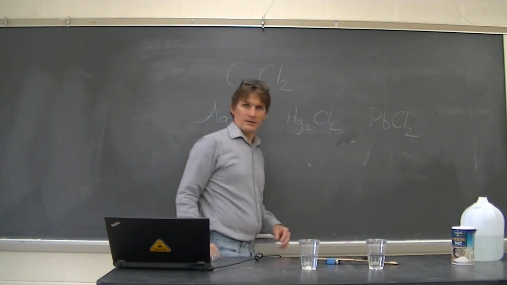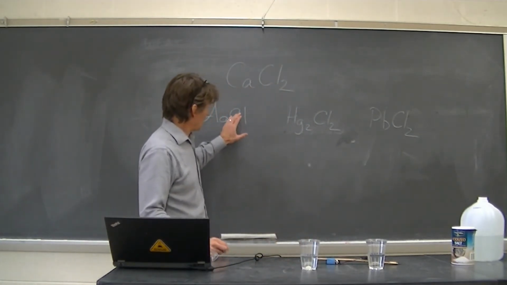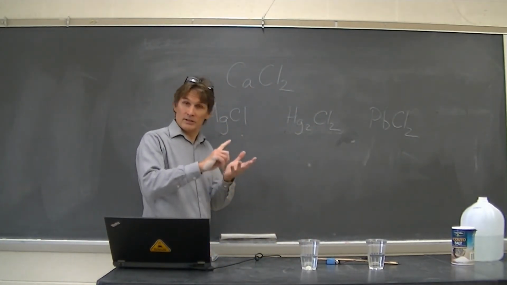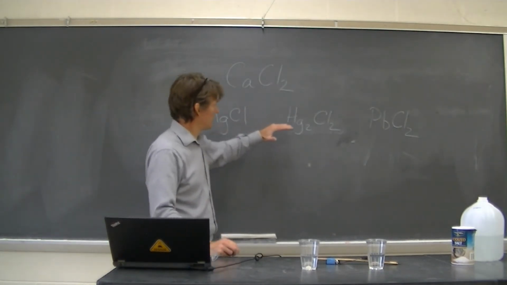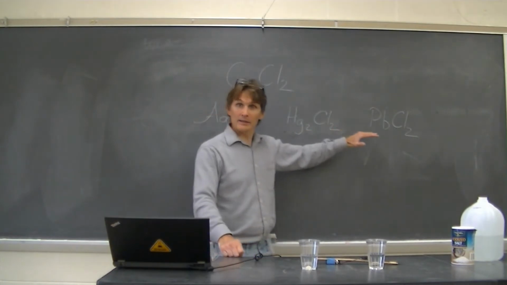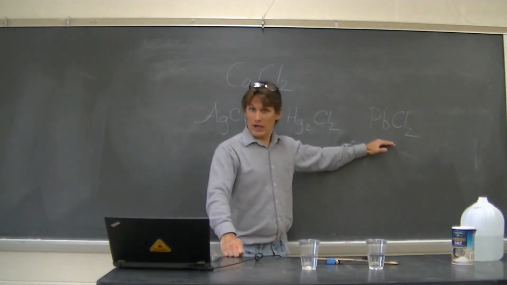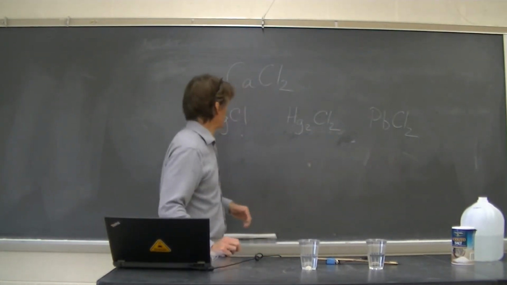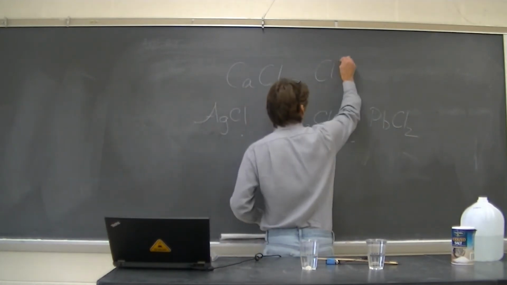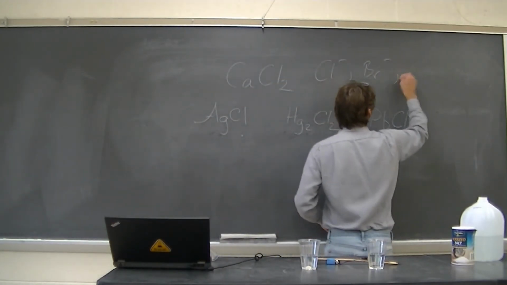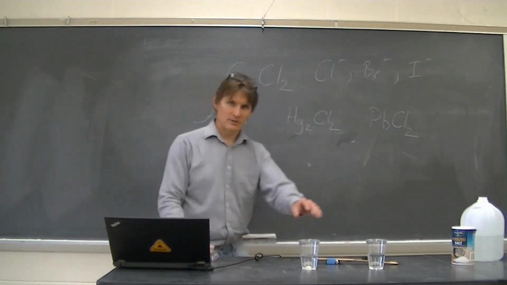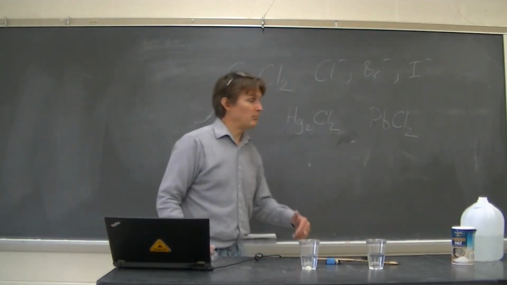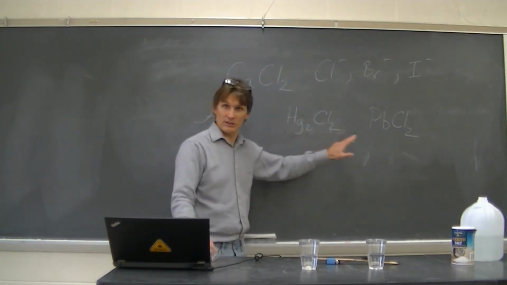Lead 2 chloride. So bromides, iodides, and chlorides of silver, mercury 1, and lead 2 do not dissolve in water. So there's some exception to this rule that chlorides, bromides, and iodides tend to be soluble. They tend to be like salt water, but there are some exceptions that you need to be aware of.